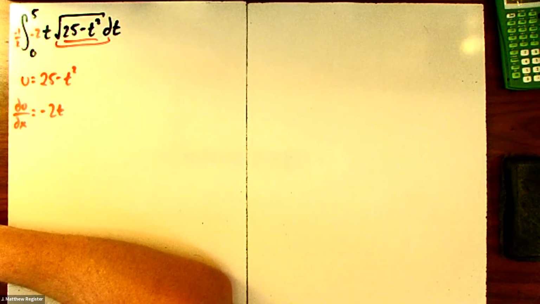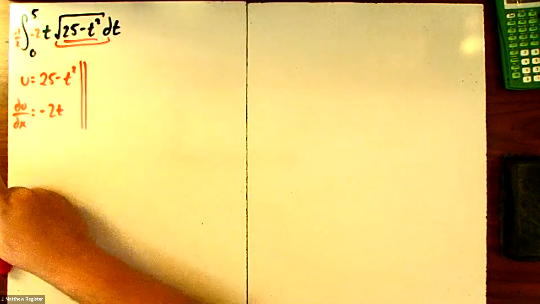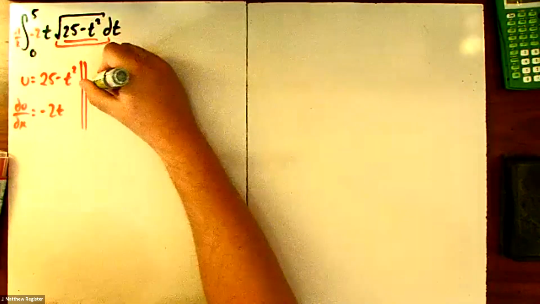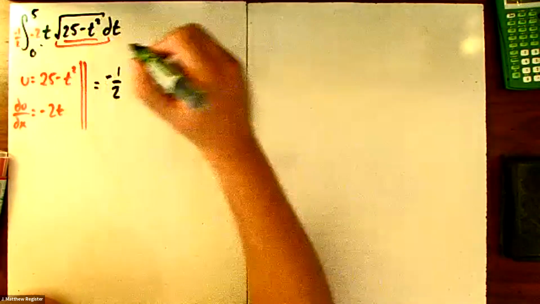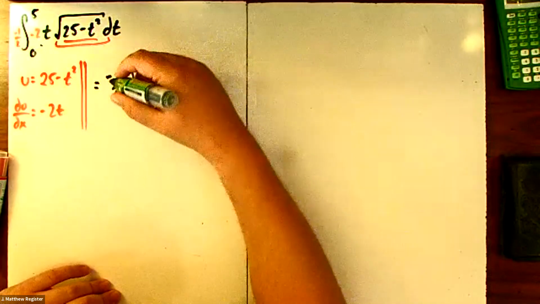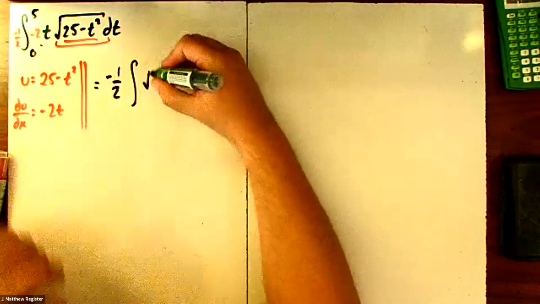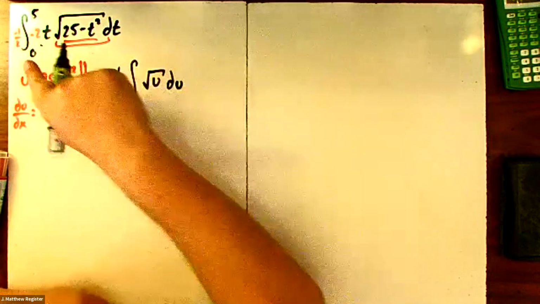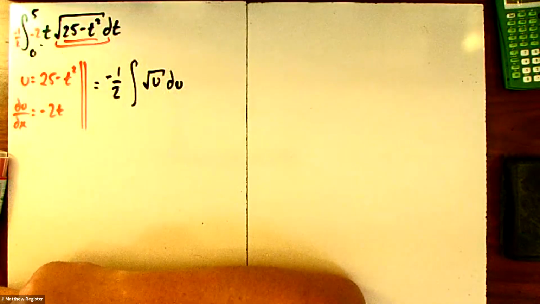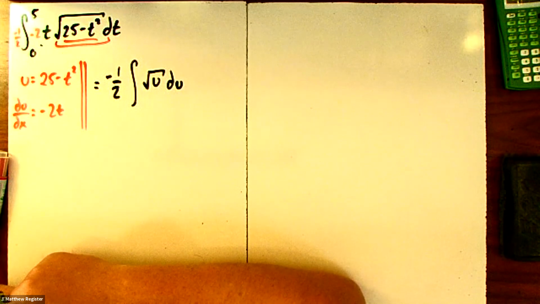And so now when we integrate this, we're going to get a negative 1/2 times the integral of the square root of u du. And notice what I did here is I just dropped the 0 and the 5. I said, I know I'm going to have to deal with it later, but I don't have to deal with it now. And so you can do the entire problem, get it back into t's, and then plug the 0 and 5 in.